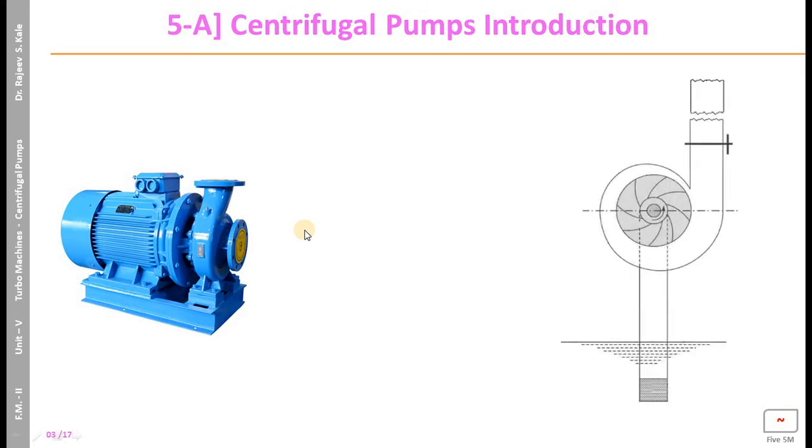We will understand the components of a centrifugal pump. You can draw the sectional view of a centrifugal pump. So this is the inlet of the centrifugal pump. This is the outlet of the centrifugal pump. This is the electric motor by which it is driven. So this is the shaft of the motor.